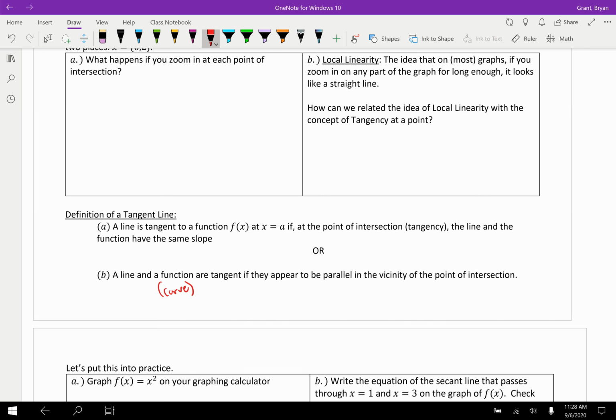Okay. Well, another way to say that is what makes two lines parallel or two functions parallel is that they have the same slope. And so our more formal definition, and we're going to improve this definition many, many times, is that a line is tangent to some function f of x at x equals a if at the point of tangency the line and the function have the same slope.